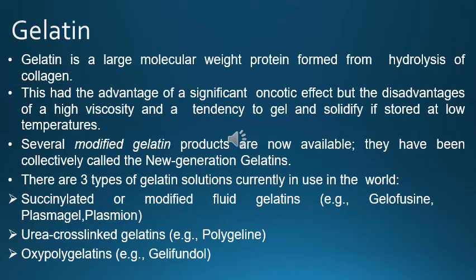Next, we can modify this gelatin, and these modified gelatins are collectively called new generation gelatins. So there are three types. One is succinylated or modified fluid gelatin. These are the brand names or the marketed names of the gelatin, that is gelofusine, plasma gel, and plasminol. Then you have urea cross-linked gelatin. Example is polygelatin. And third is oxypolygelatins, that is gelifundol.